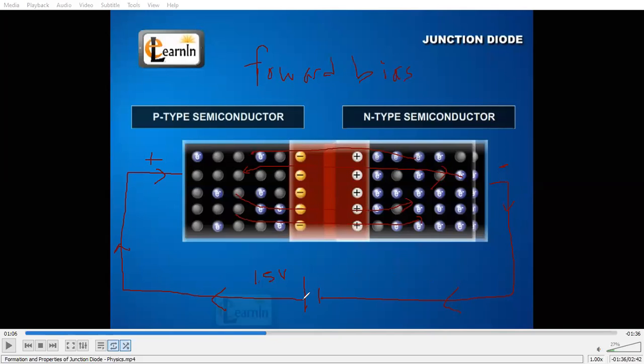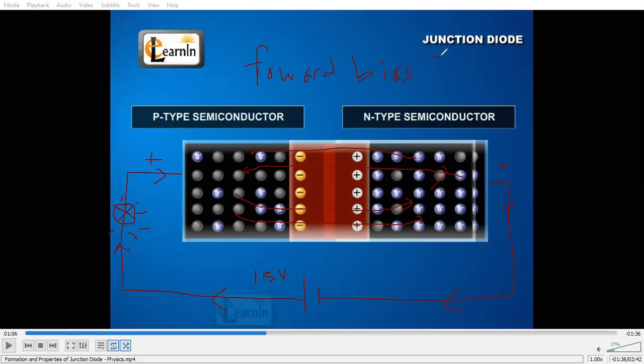Forward bias means the current can flow through the diode. So if you put a bulb, the bulb is able to light up. In forward bias, the P side will be connected to the positive terminal, and the N type will be connected to the negative terminal. So there'll be current flow through the diode. We call it forward bias.